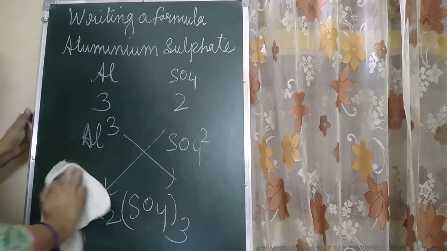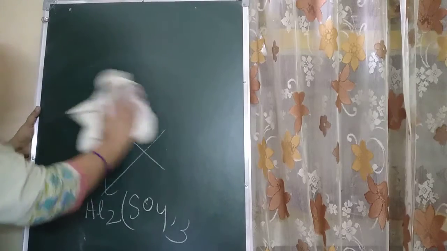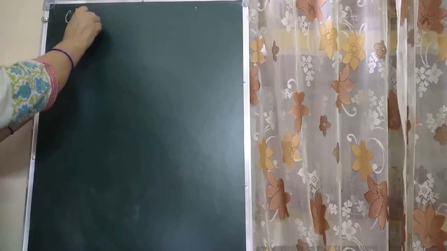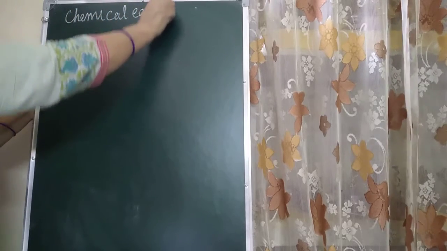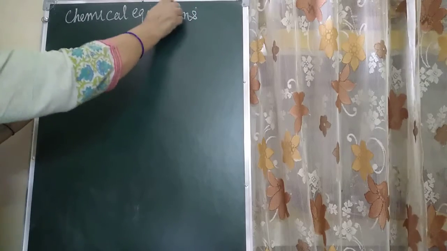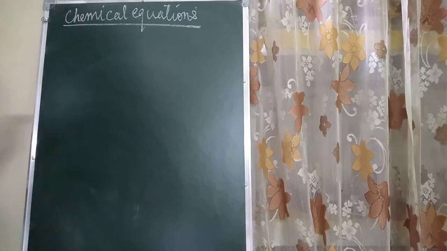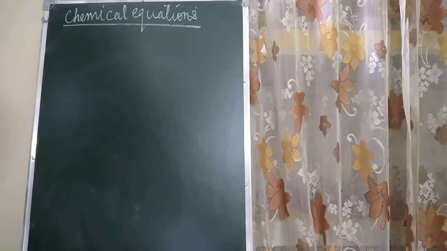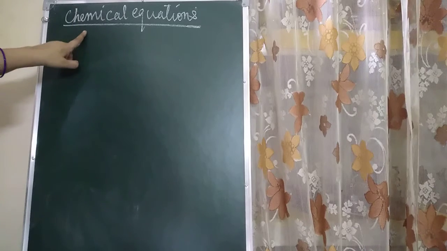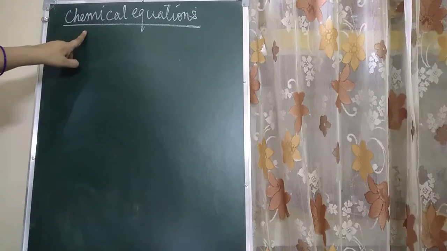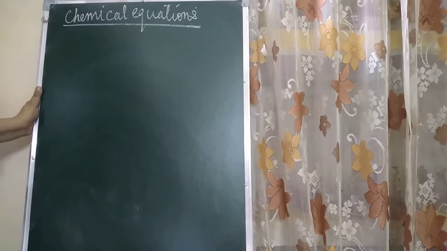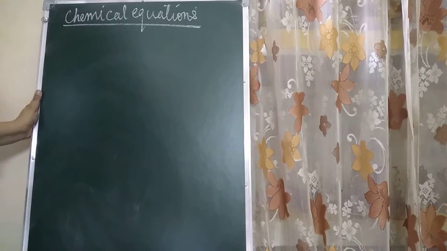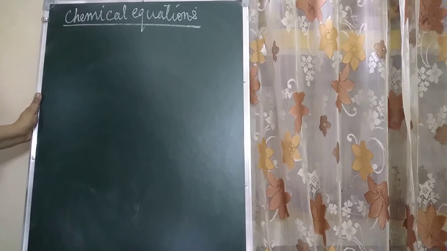Now let us come to the next topic, that is chemical equations, children. Okay, let us start the topic now. Chemical equation. A chemical equation shows the result of a chemical reaction in which the reactants and the products are represented by symbols or formulas, children.